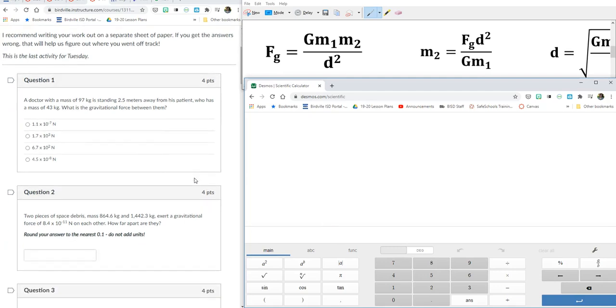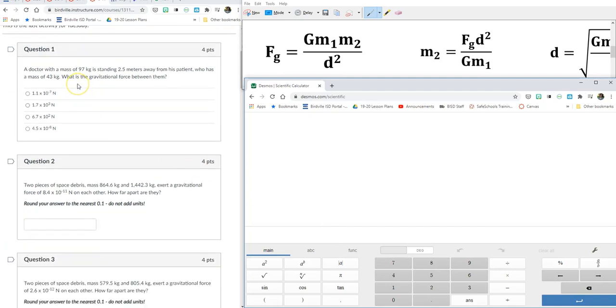So let's start with this first question. A doctor with a mass of 97 kilograms is standing 2.5 meters away from his patient who has a mass of 43 kilograms. What is the gravitational force between them? So the first thing is to figure out what you know and what you're looking for. Well, we know right here, what is the gravitational force between them? So we know we're looking for force, or Fg.